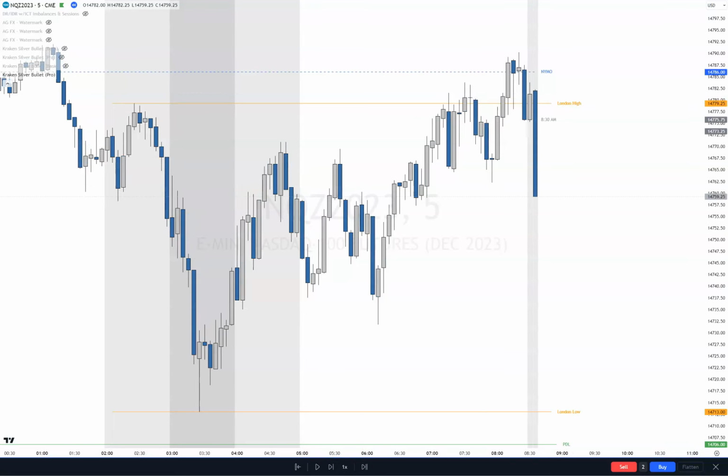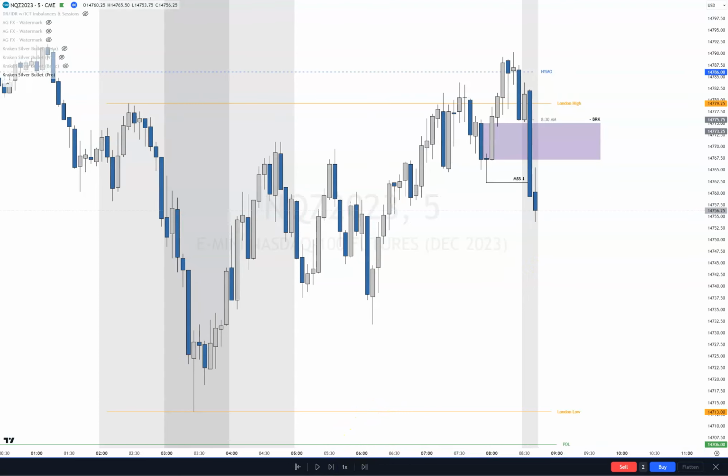Okay, so there's a market structure shift. Okay, so there'd be a breaker, high, low, higher high, took out this high, and then came through it. So now if it trades back up into it, I can take a short. And there's a 5-minute fair value gap.